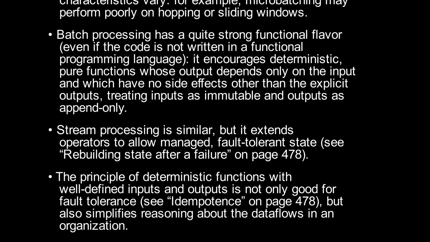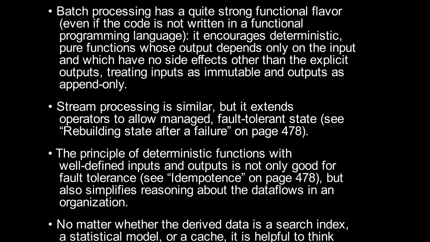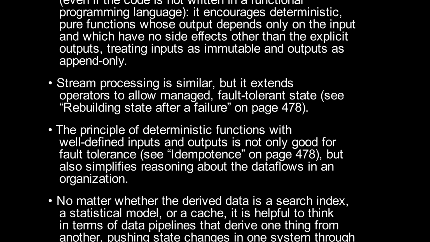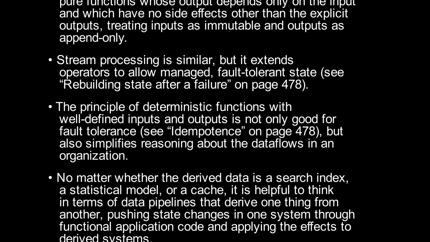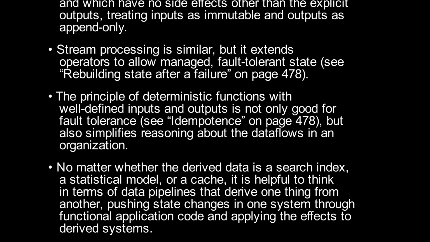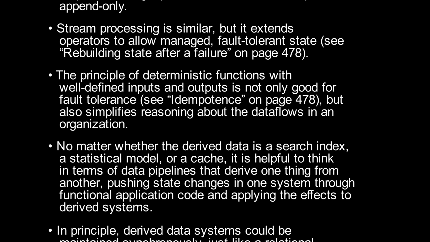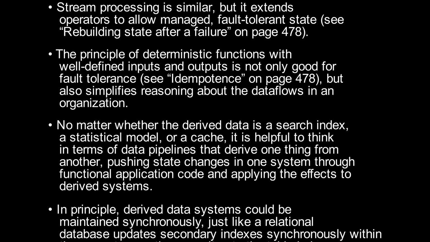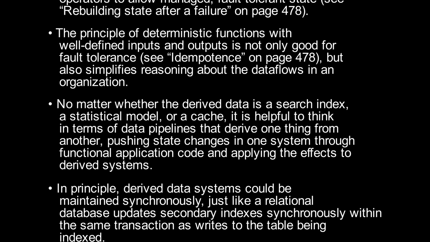The principle of deterministic functions with well-defined inputs and outputs is not only good for fault-tolerance. See idempotence on page 478, but also simplifies reasoning about the data flows in an organization. No matter whether the derived data is a search index, a statistical model, or a cache, it is helpful to think in terms of data pipelines that derive one thing from another, pushing state changes in one system through functional application code and applying the effects to derived systems.